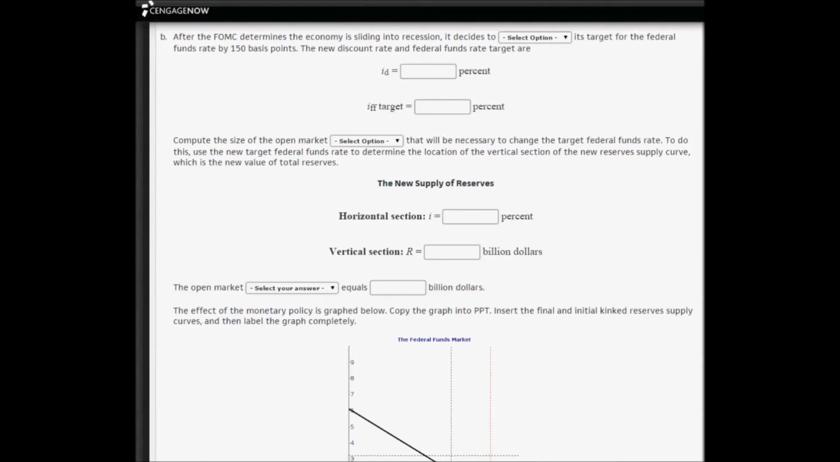After the FOMC determines the economy is sliding into recession, it will lower its target for the federal funds rate. Why does it do this? Well, by lowering the federal funds rate target, rates are pulled down, which stimulates aggregate demand because investment will be higher. So here it decides to lower the target for the federal funds rate by 150 basis points. 150 basis points is 1.5%. So I'm going to copy this into Excel.